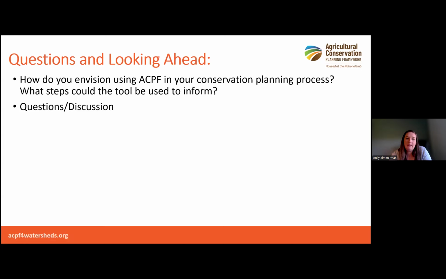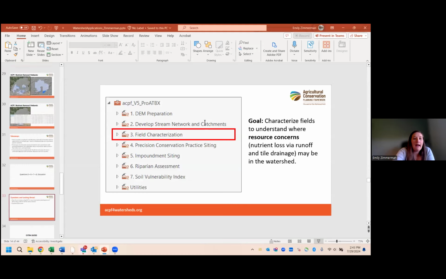But before I do that, I just want to wrap up by saying we're going to go back and use the worksheet. I do want to start to hopefully have folks thinking about if you could envision using this in your conservation planning process, what steps could the tool be used for? How could it fit? So I just want to have that question lingering, especially between now and tomorrow when you come back. So I'm going to stop sharing my PowerPoint.